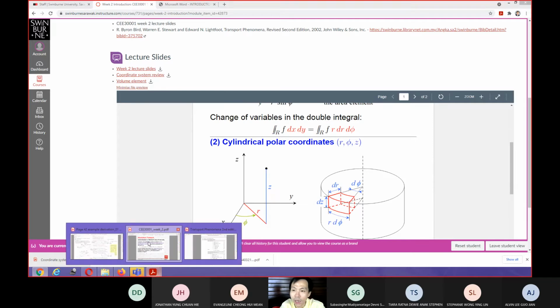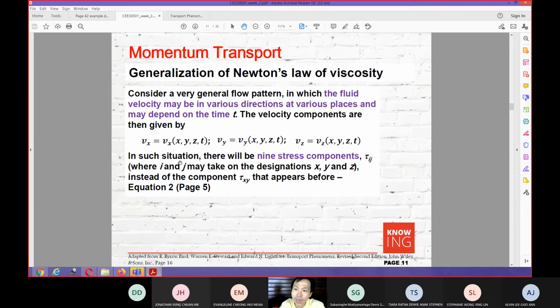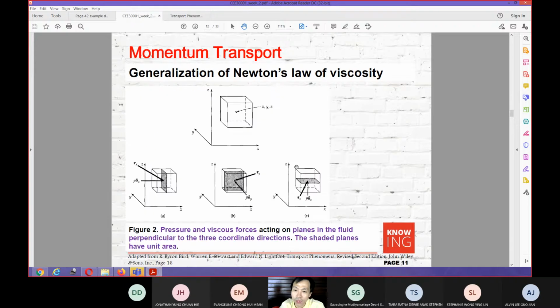Now I get back into my week 2 transport again. So let's say we take it like this. In such a situation there will be 9 stress components. The i can be x, y, z, and the j can be x, y, z, so you have 3 times 3, that means 9. This one is showing you the possible forces that are acting on the planes in the fluid perpendicular to the 3 coordinate directions. This one is on the force in the x direction, this one in the y direction, and this one in the z direction.